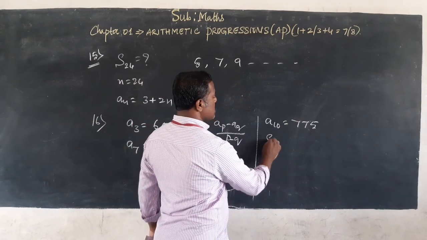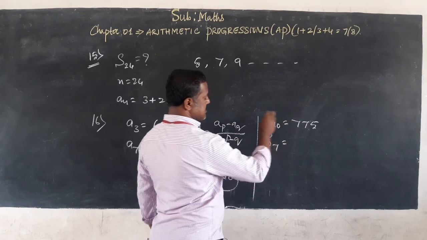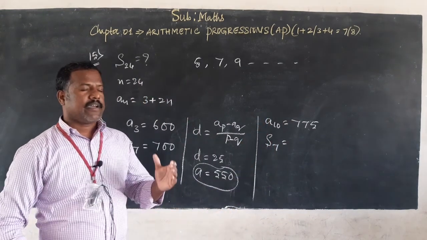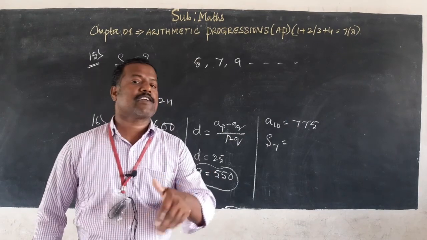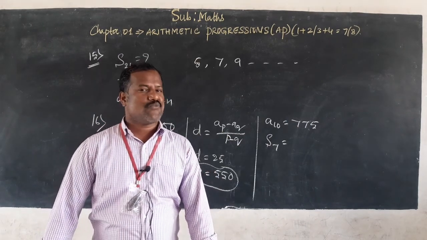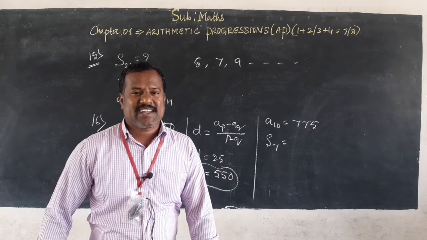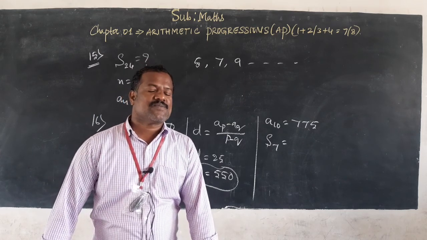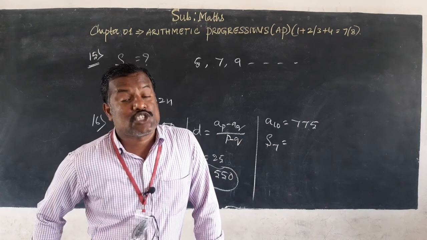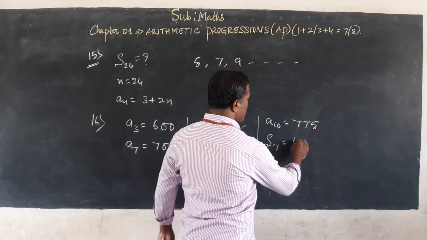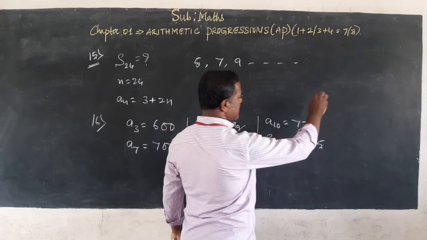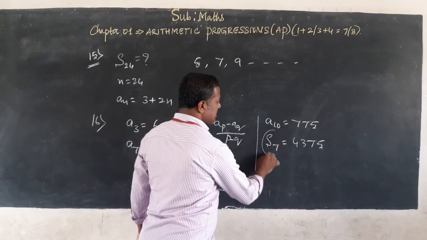775. And also you can find S7 easily by using the formula Sn is equal to n by 2 into open bracket 2a plus (n minus 1) into d. Use the formula. The value of n is 7, the value of a is 550, the value of d is 25. So you will get the answer S7, that is 4375. Understand, children? It's too simple.